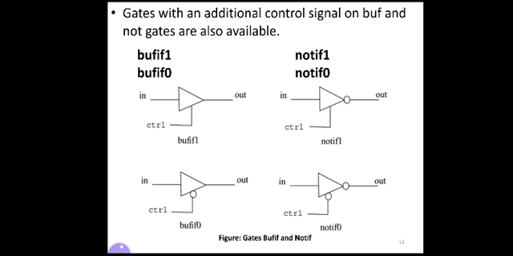See here the symbol for bufif1, that has a control signal. If 1 is the control input, then only the input is transferred to the output, otherwise the output is going to be high impedance. Similar to that, for bufif0, the control input has a bubble. For notif1, the symbol is the same, and if the control input is high, then only the NOT gate is enabled, otherwise the output will be high impedance. For notif0, the control input has a bubble.